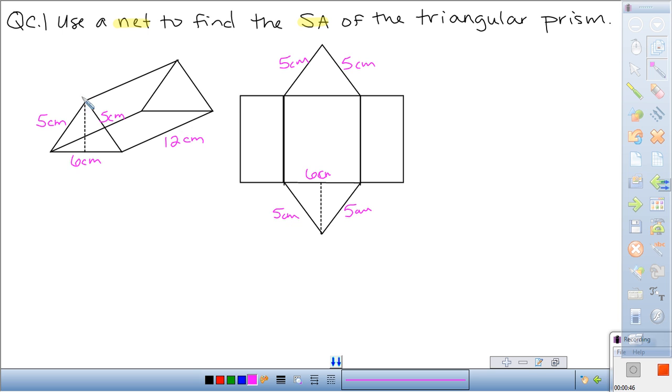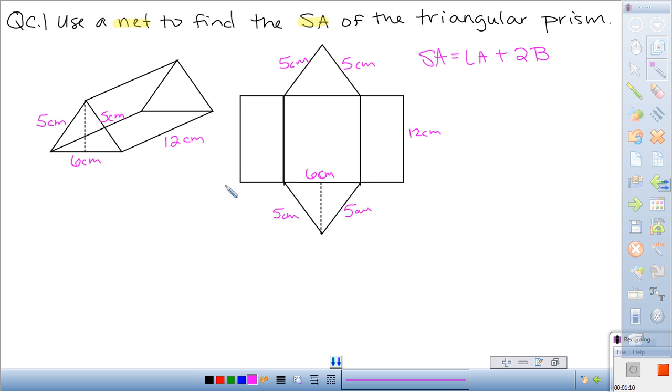I also know that the edges of my lateral faces, all the sides of my rectangles, are 12 centimeters. 12, 12, 12, and 12. And with that information, I should be able to find the surface area of my triangular prism. Now remember that surface area is lateral area plus 2 times the area of the bases. Since we have 2 bases, if we find the area of one and multiply it times 2, then we end up with the 2 times the area of the bases.